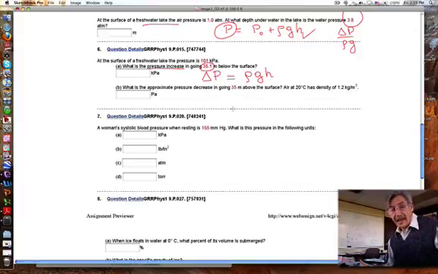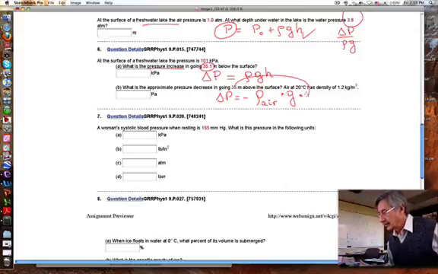This is the other way around. This is going up, so the pressure is going to decrease, and the amount that it decreases is going to be negative, and it's going to be the density of the air times g times this height here.